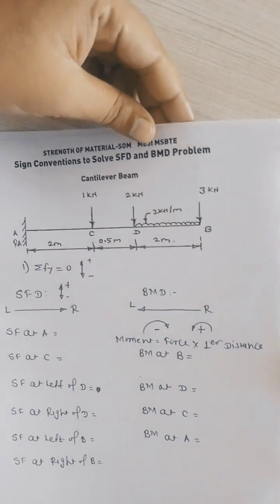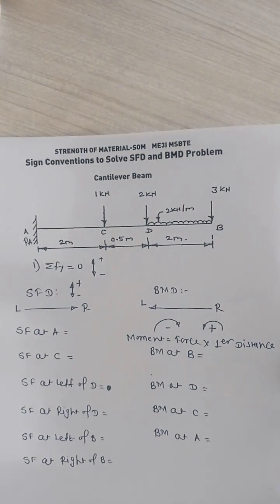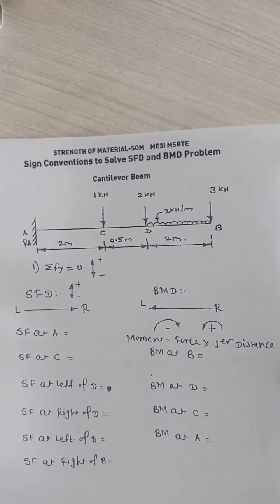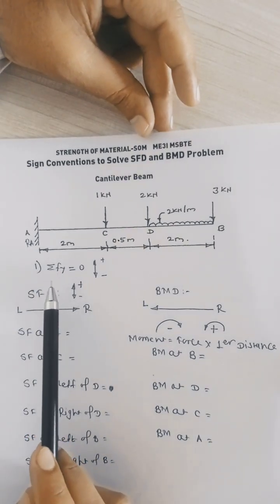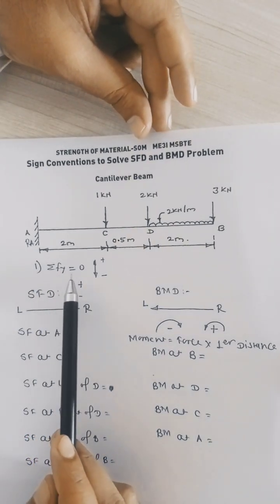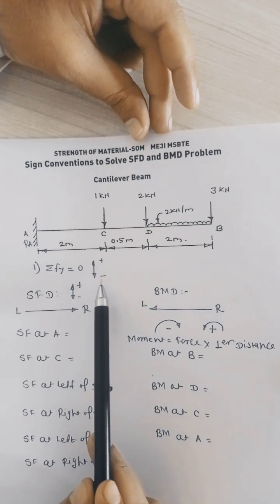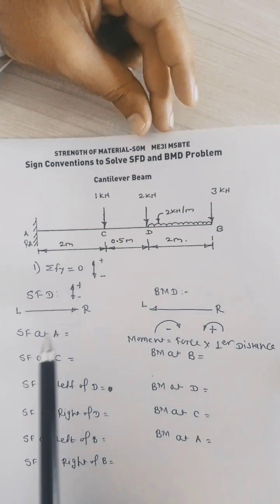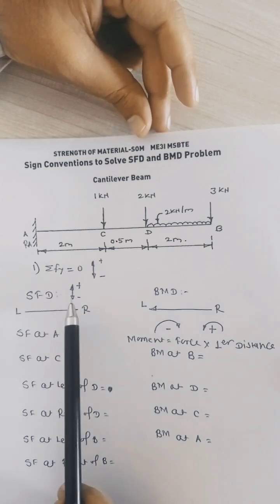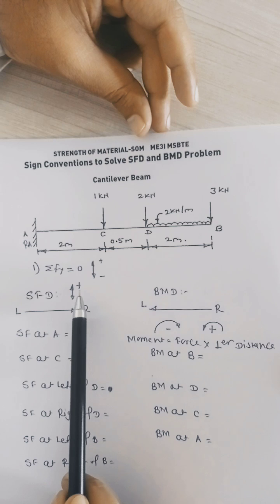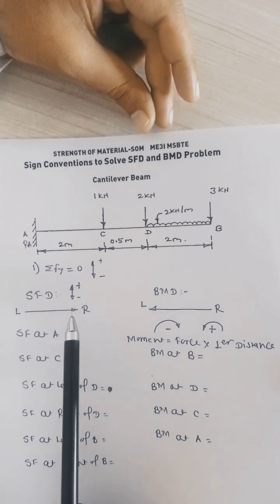First we will understand the cantilever beam which has the left-side support. To find out RA, we have to use the analytical condition summation of Fy equal to 0, where upward-going forces are positive and downward-going forces are negative. To calculate the SFD, we use the same sign convention: forces going upward are positive and going downward are negative.